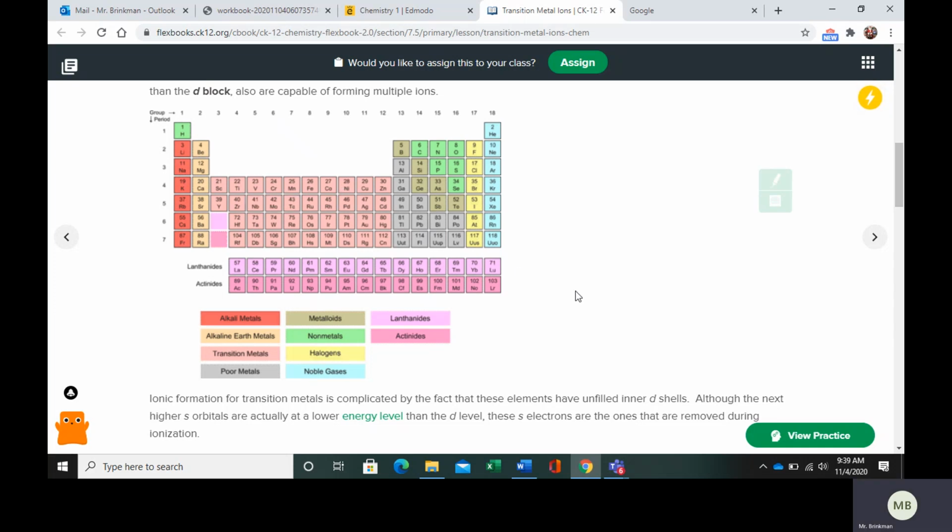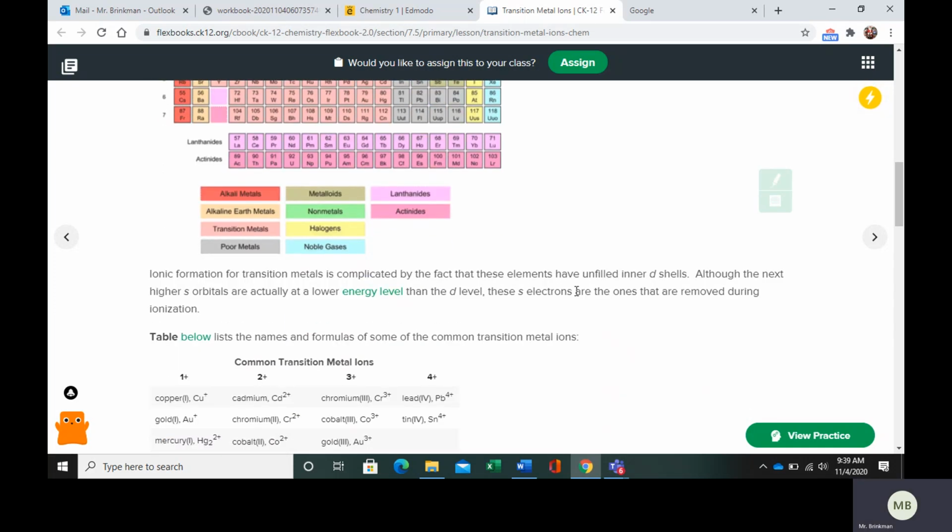And it's tricky because these higher s orbitals are actually at a lower energy level. I don't want you to think about that too much because then you end up getting confused.